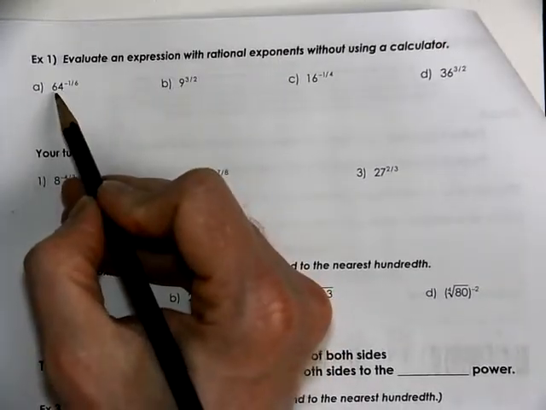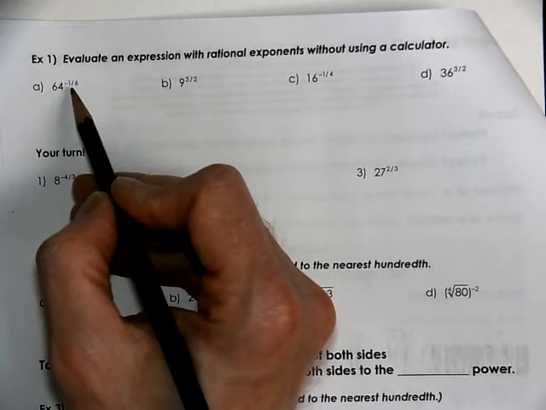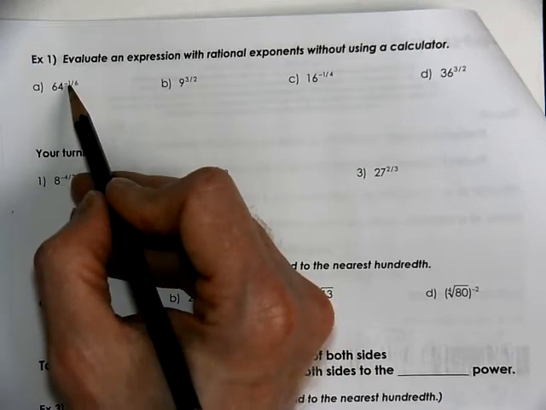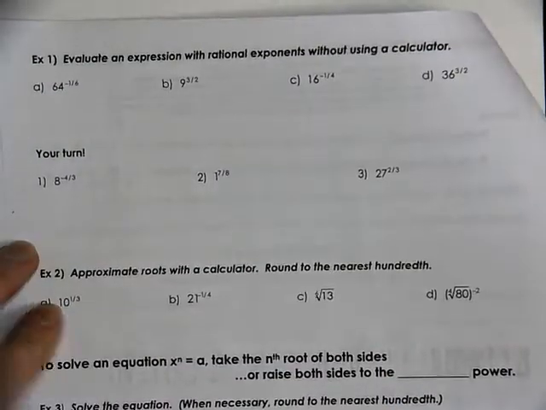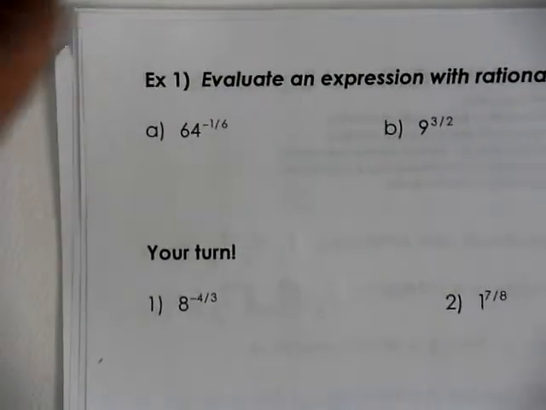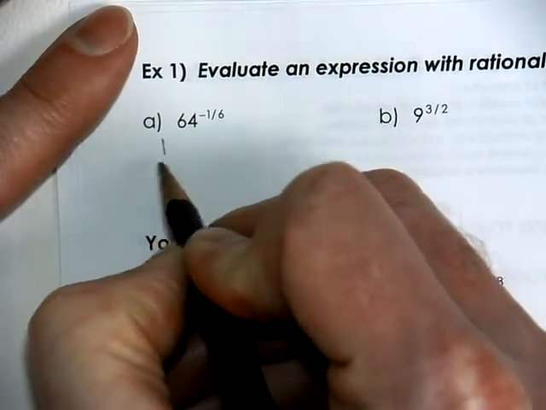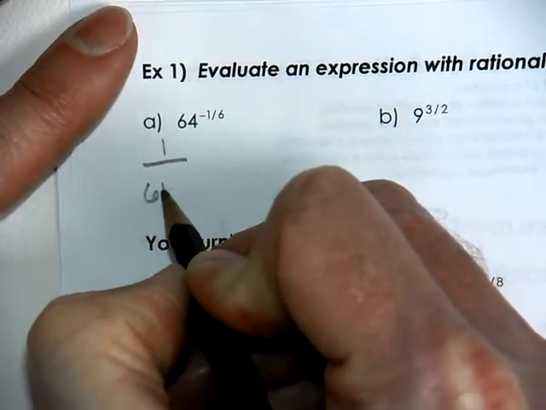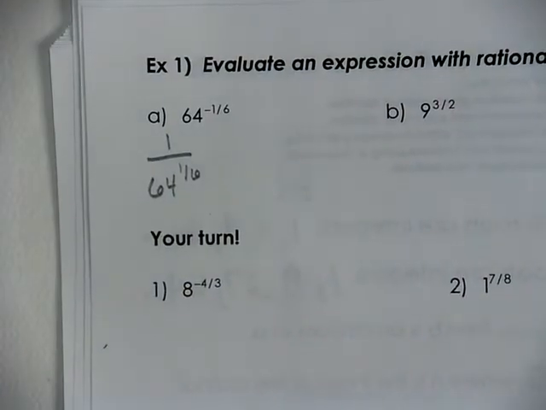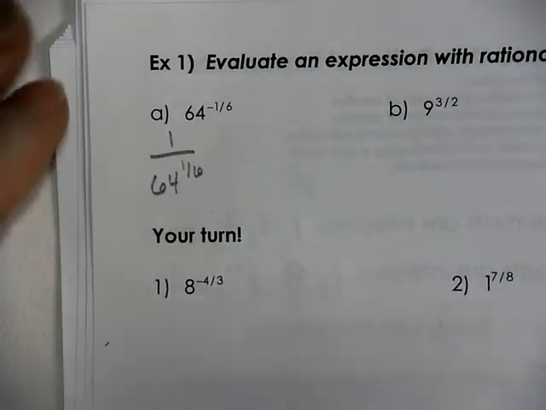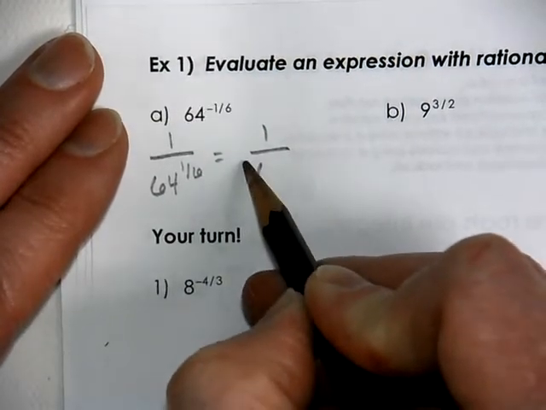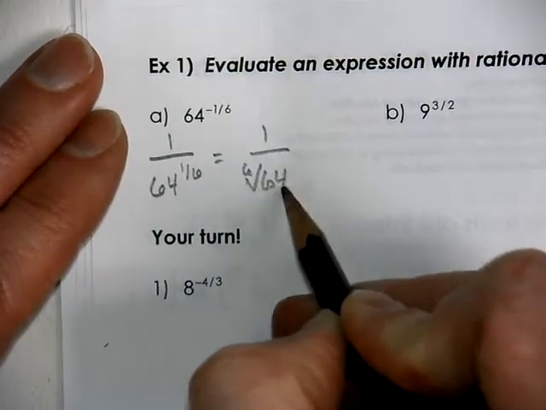So here we have 64 to the negative 1/6. What I notice first is that this is a negative 1/6. You need to be observant. So I have a negative 1/6. That means I'm going to place the 64 into the denominator with a positive 1/6. And that means I'm supposed to take the 6th root of 64.